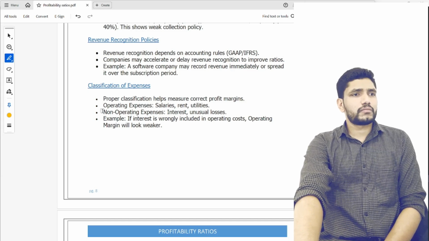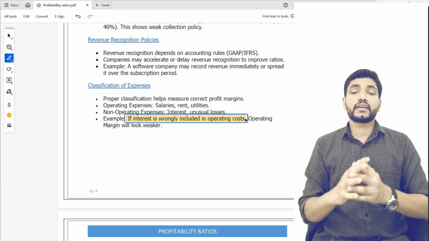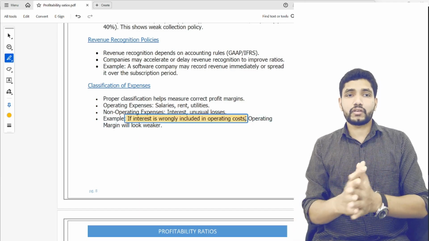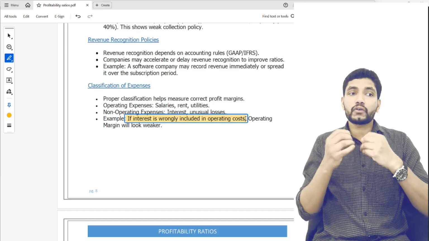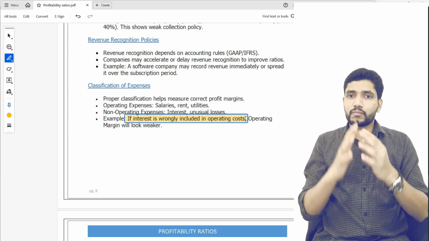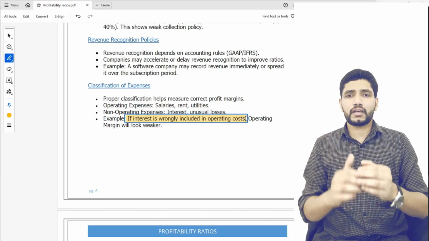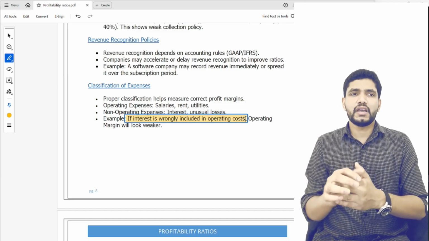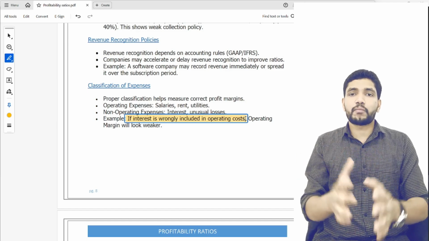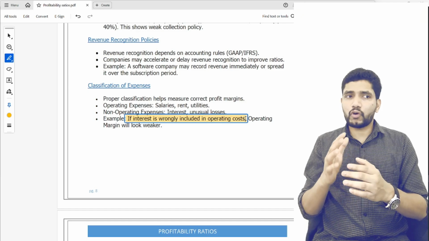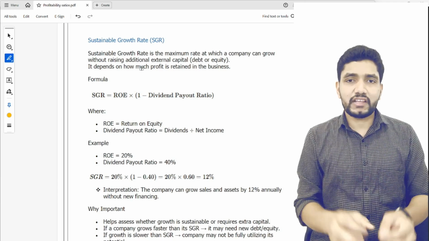Just assume, for example, that by mistake interest is included in the operating cost. That means the operating margin looks weaker. Normally interest does not come under the operating profit level; it comes under the net profit level only. So if you mistakenly add interest expenses to the operating cost, the operating margin may look weaker. So we'll move into sustainable growth rate.